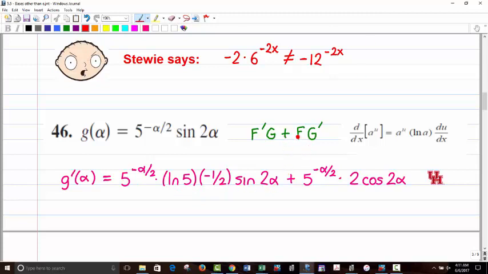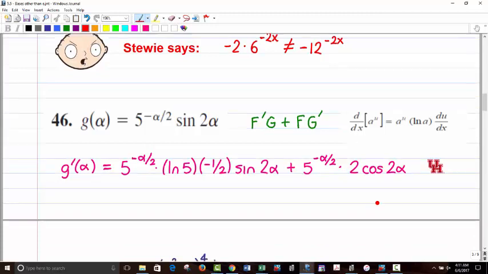Plus f, which is 5 raised to the negative alpha over 2, times the derivative of sine of 2 alpha. Don't forget the chain rule. It's easy to want to say cosine of 2 alpha, but actually it's 2 cosine of 2 alpha. We do not want to forget that too. And once again, don't get cute there combining terms. You're not going to need to. I guess the only thing you could do, I still wouldn't waste my time doing this, but at least wanted to mention it, is that you could factor out that 5 to the negative alpha over 2, but I wouldn't worry about it. But it would be correct.